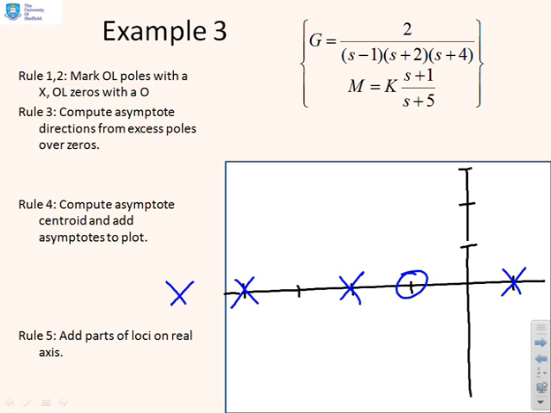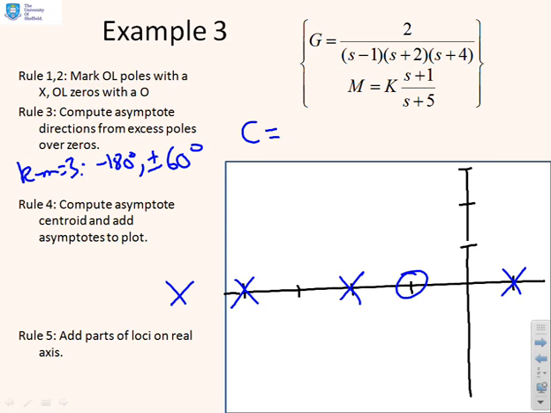So what's the excess of poles over zeros? I've got k minus m equals 3, so therefore my directions are minus 180 degrees and plus or minus 60 degrees for my asymptotes. Next, I need the centroid.